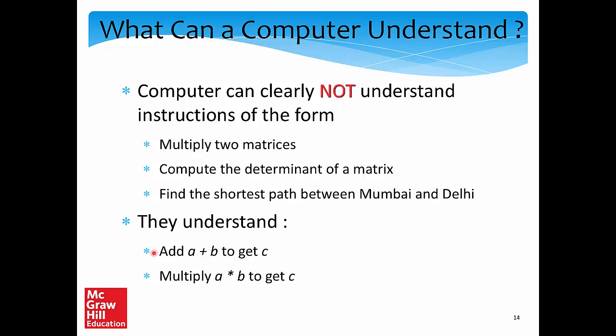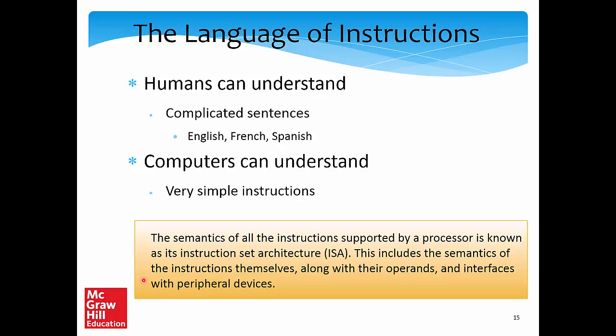They understand very simple statements. Add a plus b to get c. Multiply a and b, a times b, to get c. So now the question is, how does this differ from humans? Humans can understand very, very complicated sentences in very complicated languages: English, French, Spanish, Hindi, Chinese, Japanese, Italian. Computers, in comparison, can understand very, very simple instructions, extremely simple instructions.